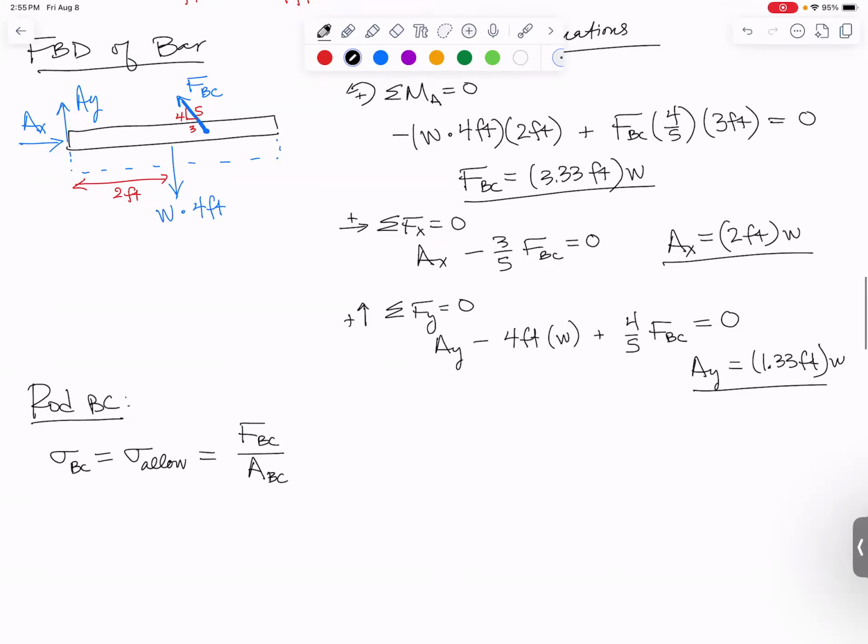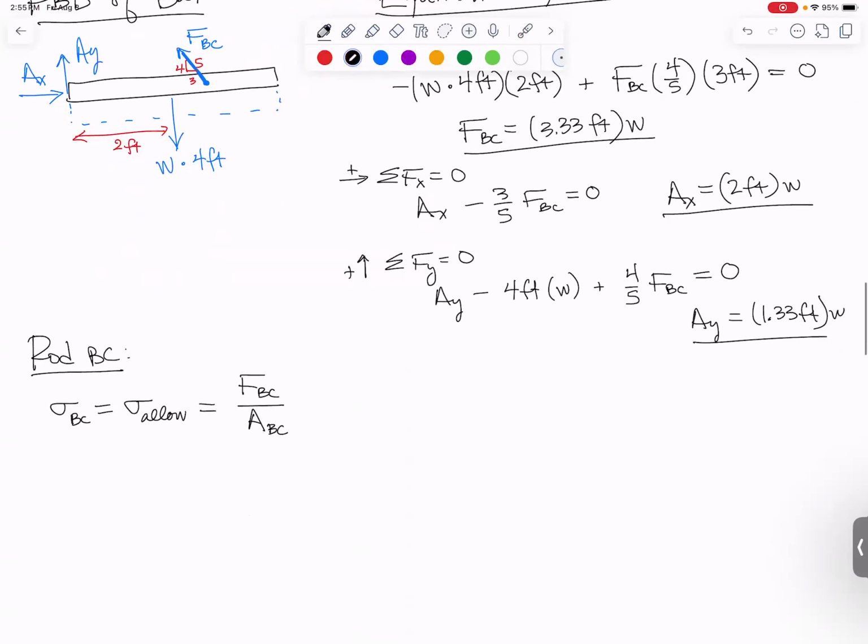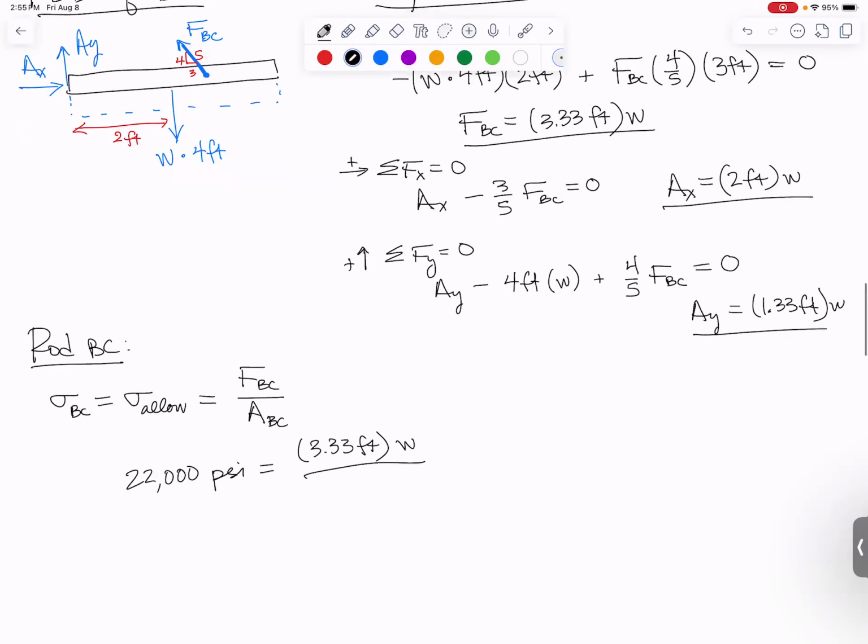Okay, let's plug in some numbers. The allowable stress, 22 ksi. Remember, k is for kip, and a kip is 1,000 pounds. So this is 22,000 psi. On the left side of my equation, I've got 22,000 psi. On the right side, I plug in what FBC is equal to, 3.33 feet times W, and then I divide it by the area, pi times the radius squared.